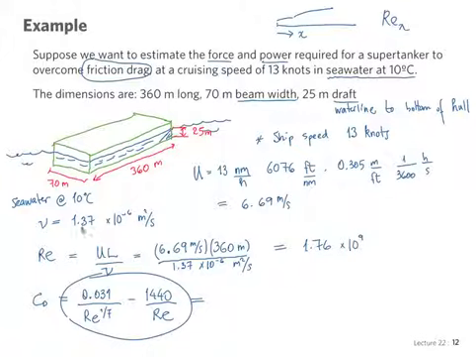This Reynolds number that we've obtained is the Reynolds number with respect to the total length of the ship. If we were looking at the Reynolds number with respect to x, that Reynolds number would go from 0 to this value at the very end of the plate.